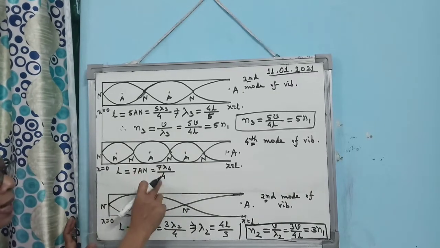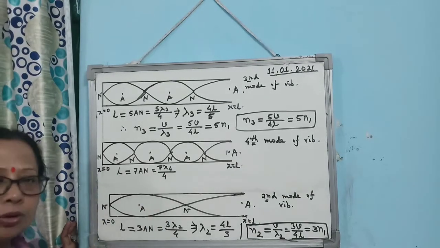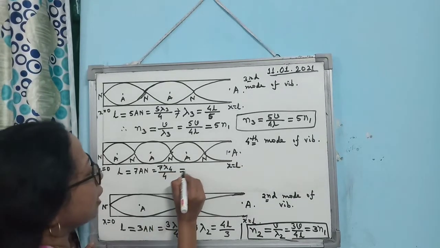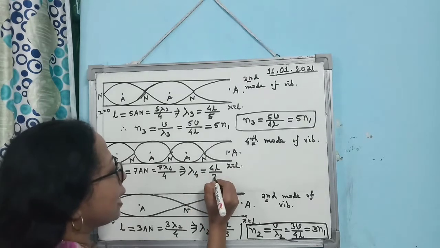Because AN is lambda 4 by 4. As it is the fourth mode of vibration, I have written lambda 4. Is that clear? So you see what you are getting: lambda 4 is equal to 4L by 7.